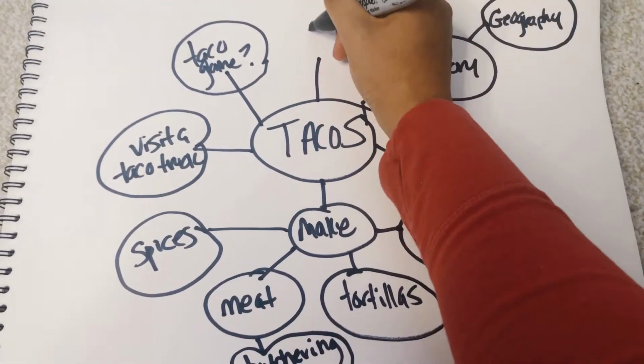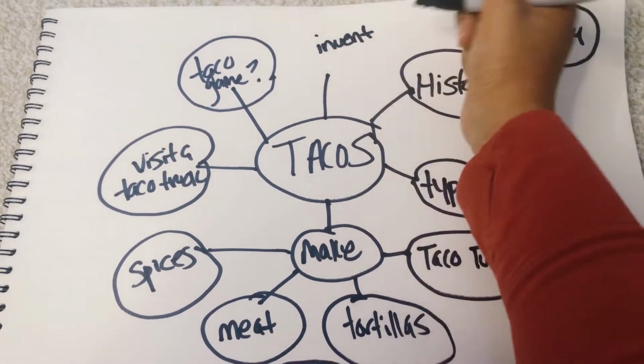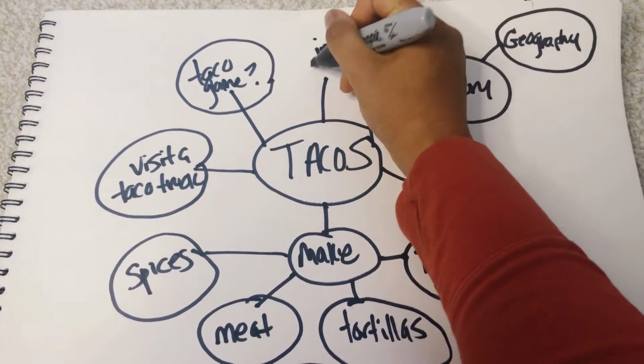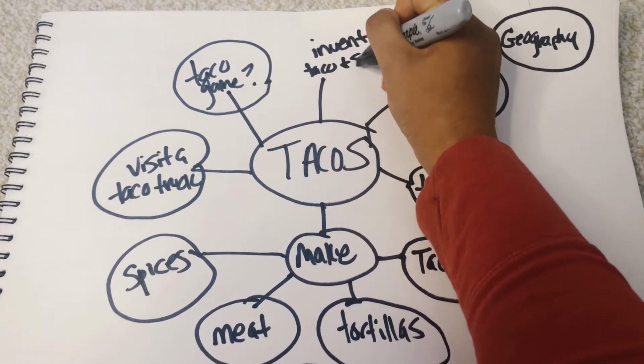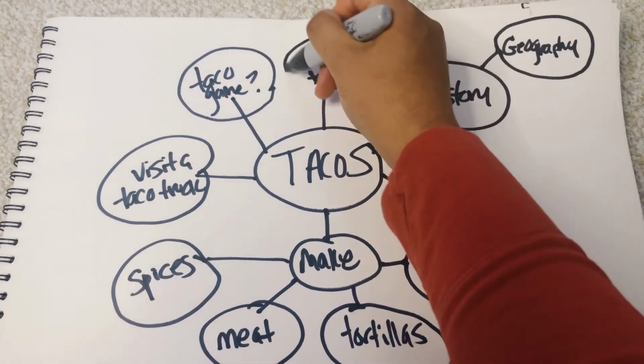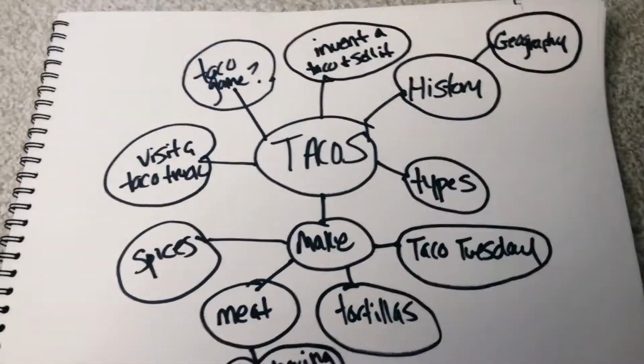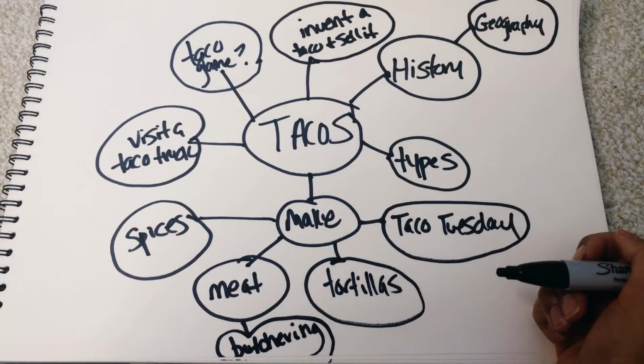And so for my final project that I wanted to do for this unit study, we wanted to invent a taco and sell it. That's going to be our wrap up project. And so that was going to be a place on the web diagram for sure. Sorry, my finger just got in front of the camera.